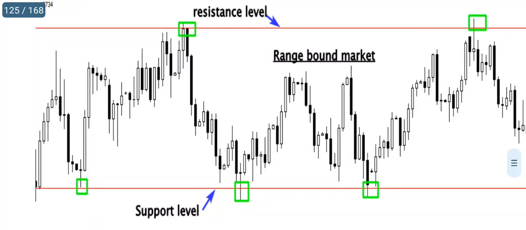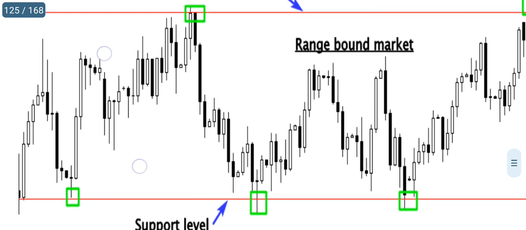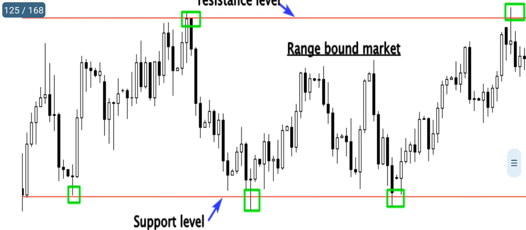Yes, this is a range bound market, or what we call a sideways market. At this point, at least everyone knows the meaning of a range bound market. And today we are going to see how we can trade or use the engulfing bar candlestick pattern in a range bound market.